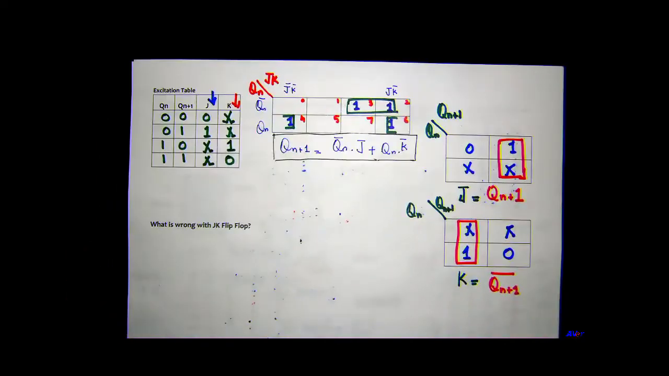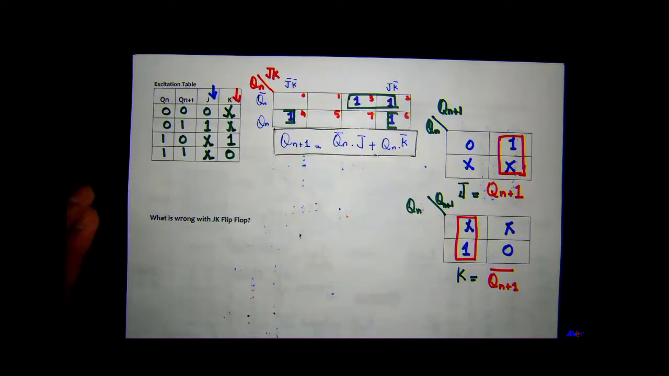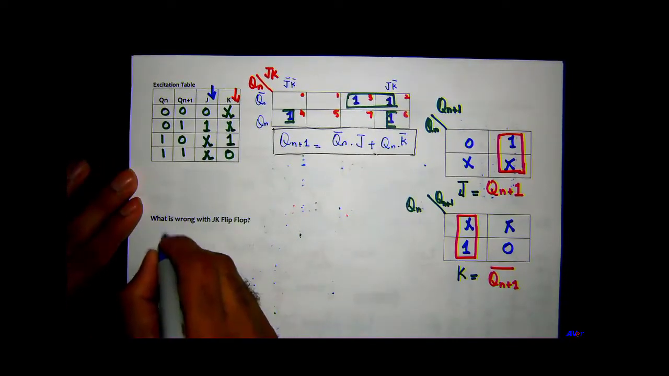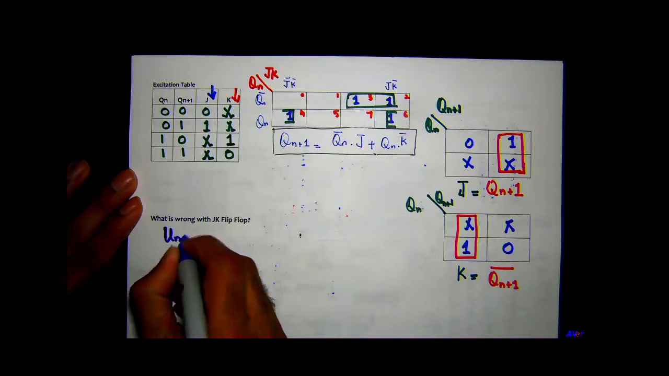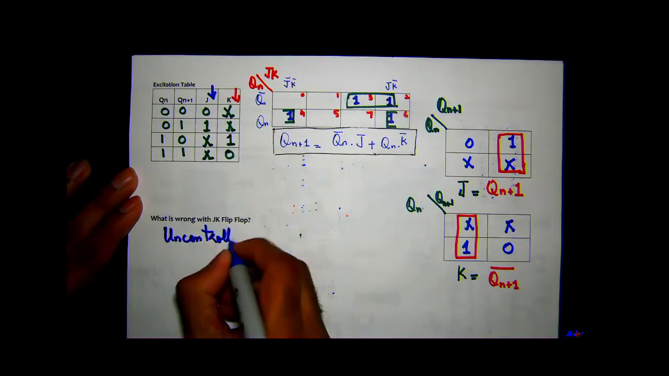But what is wrong with the JK flip-flop? The thing that is wrong with the JK flip-flop is that it is uncontrolled toggling.